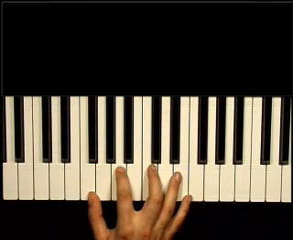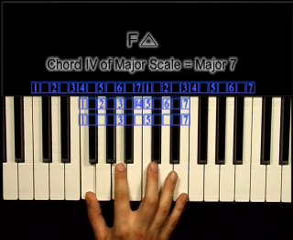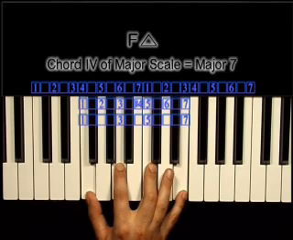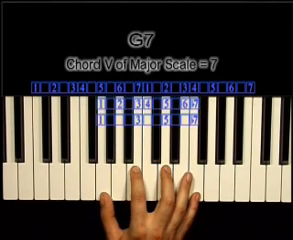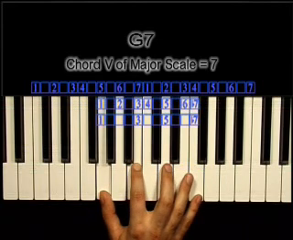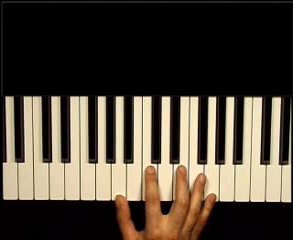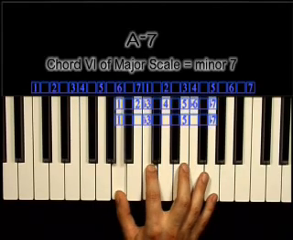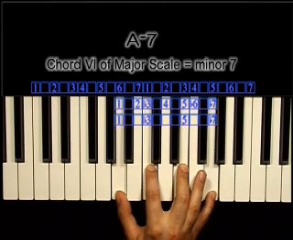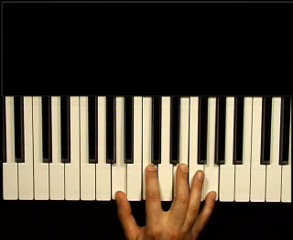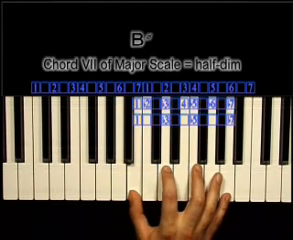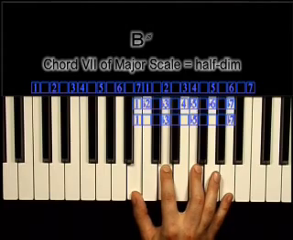From the Lydian, we get 1, 3, 5, 7. From the Mixolydian, we get 1, 3, 5, flat 7. From the Aeolian, we get 1, flat 3, 5, flat 7. From the Locrian, we get 1, flat 3, flat 5, flat 7.